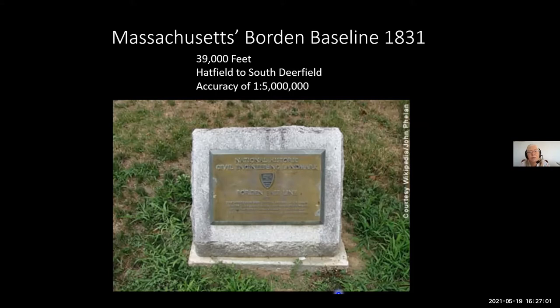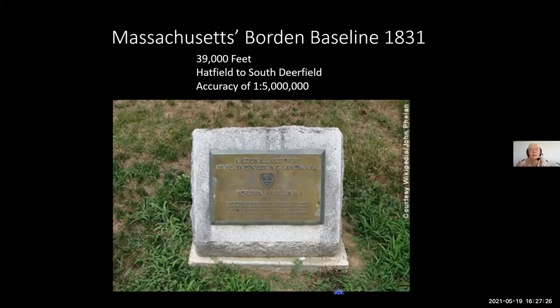It went from Hatfield to South Deerfield. And the accuracy was 1 to 5 million. Okay, so they measured it, they measured it again, they checked themselves, and they said, here are these points. You can find them up in the hills, set into bedrock someplace.